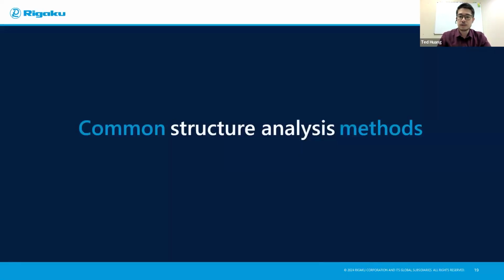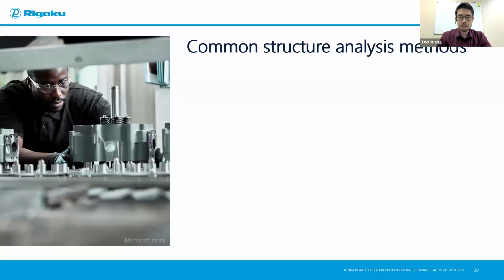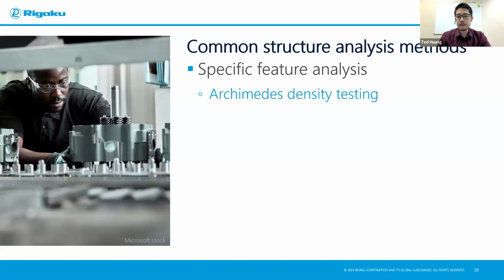So what are the common structure analysis methods we use? There are some methods that are tried and true and very precise and very reliable, but they only give you very specific results, very specific feature analysis. For example, Archimedes density testing tells you the density and only density. Or ultrasonic detection tells you there's a drastic change in phase, likely a crack or a void in there, and maybe how large it is. But can you see it? Can you tell where exactly it sits?